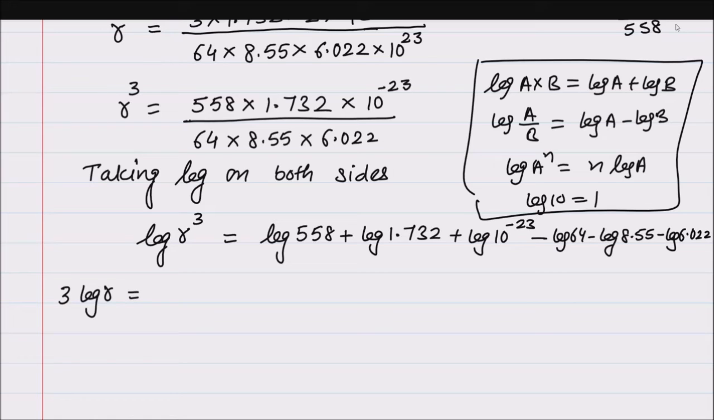So count the number of digits before the decimal place. There are 3 digits, so it is minus 1. So 2 point, now 55. You go to the log table, at 55, and look under 8. So 55 under 8, the value is 7466.